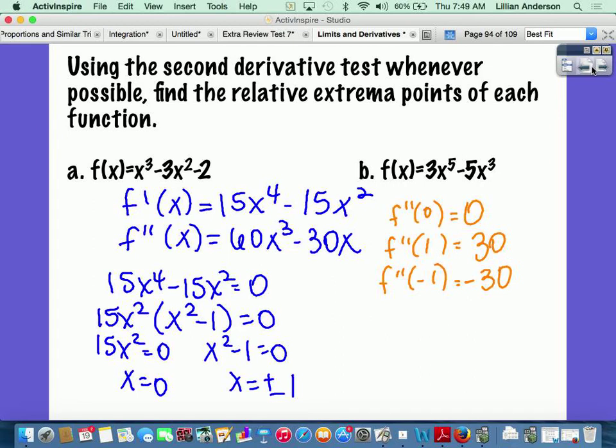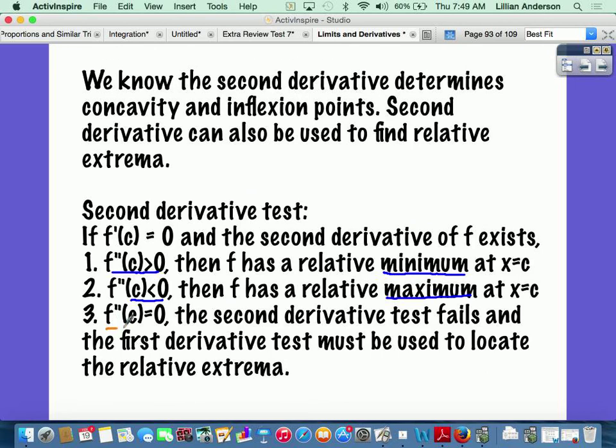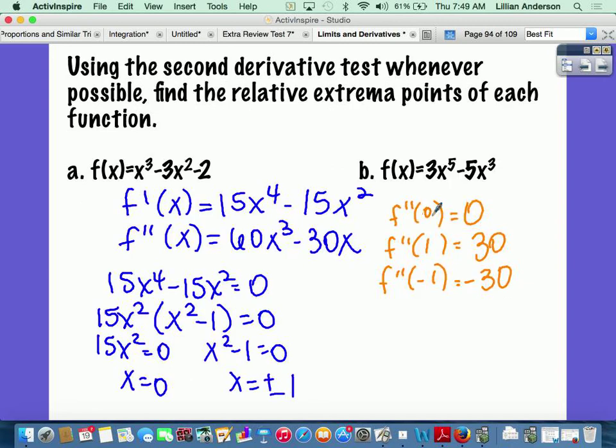Now, according to the second derivative test, if f double prime of c equals 0, then the second derivative test fails, and we'll have to use the first derivative to locate relative extrema. Okay? So if you look, the first one, when I plug in 0, equals 0. So that means I can't use the second derivative test. Now, if this was my only 0, then I would have to default back to the first derivative. However, I have two other critical points to plug into, and they actually do give me some relative extrema.